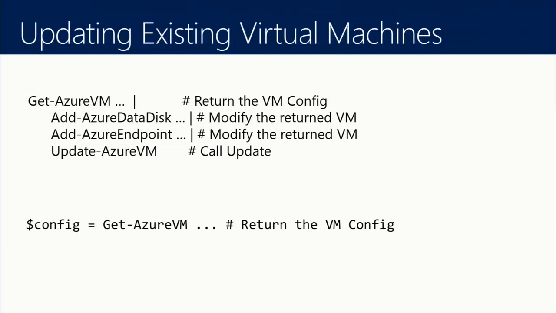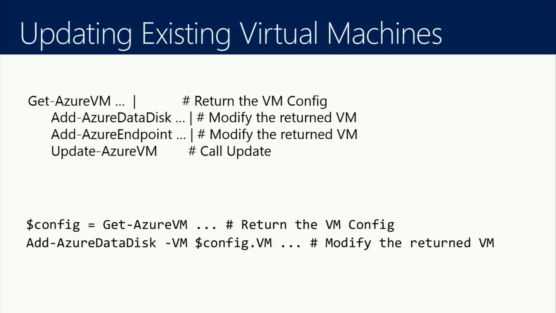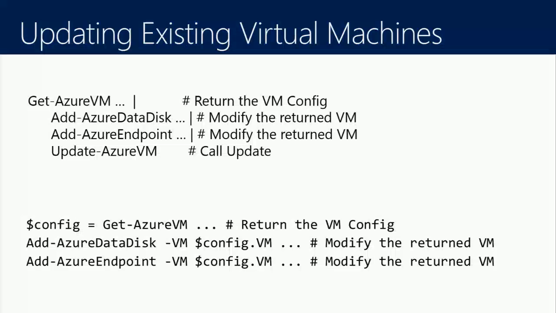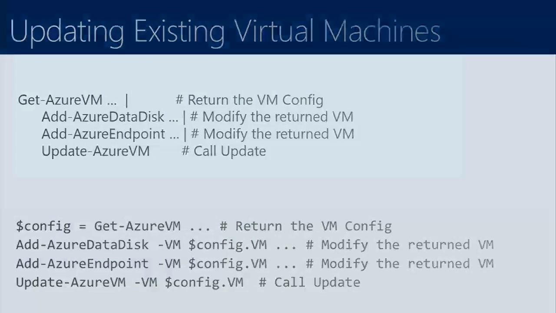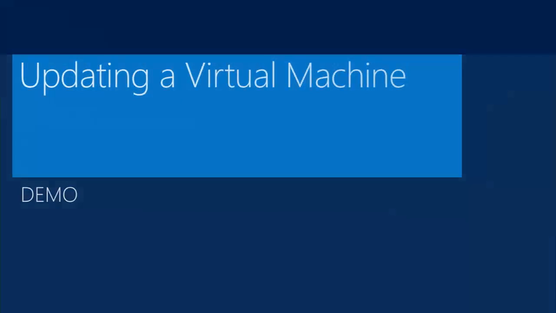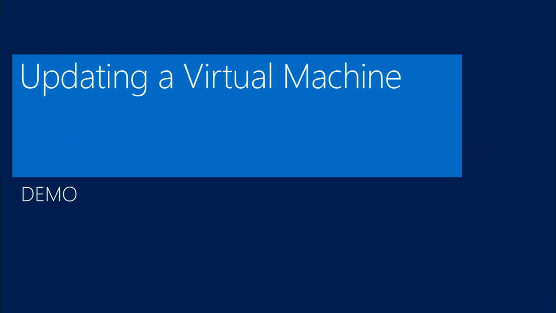Now, if you want to, I've been told that this format looks more readable, so I return the VM config. I then add Azure Data Disk, and I pass the config as a parameter. Add Azure Endpoint modified, and then Update. Either way, I hope that kind of makes the concept a little clearer. So let me switch back over, and we'll update a virtual machine too.